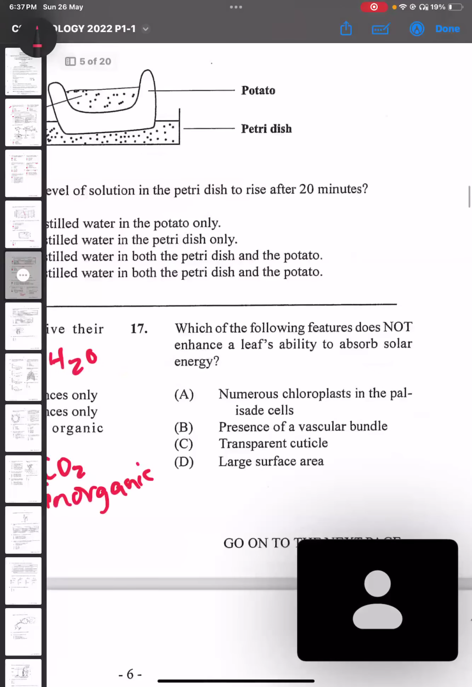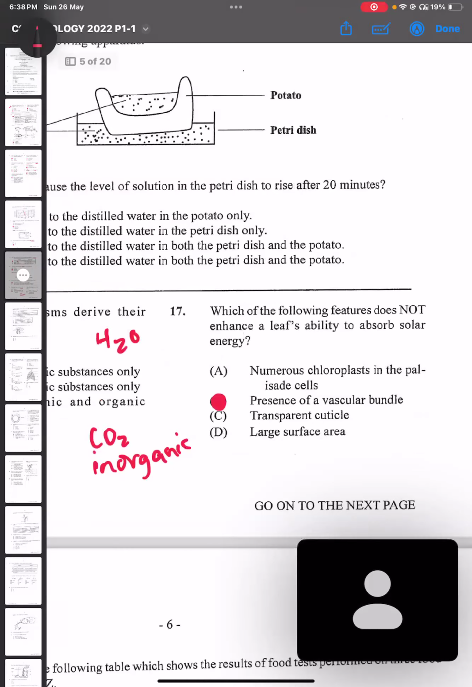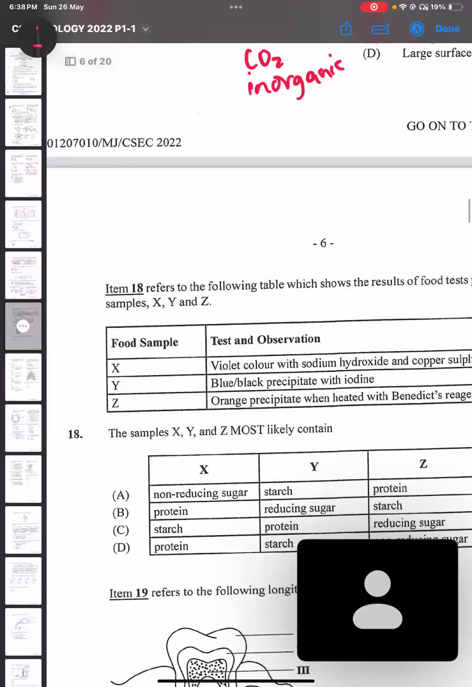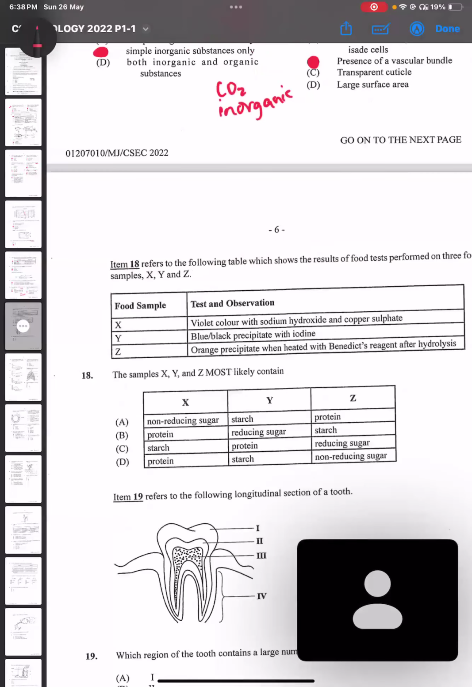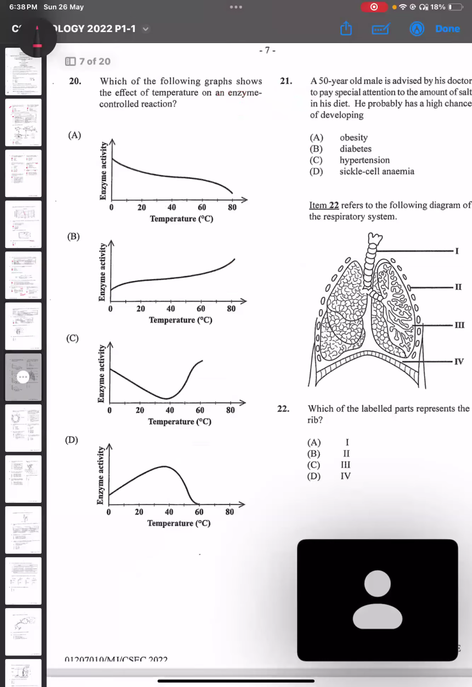17, which of the following features does not enhance? At least we know this one. B, presence of vascular bundles. 19, what's the answer for question 8? C, protein, starch, and non-reducing sugar. So question 20, we've seen question 20 already, and our answer is D.